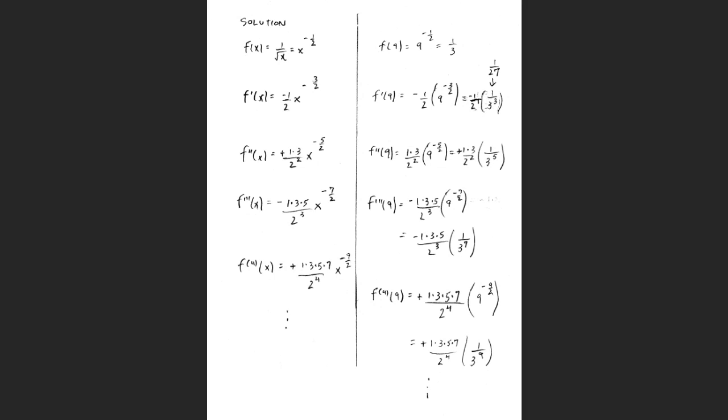All right, so of course, the 1 over the square root of x, I'm going to write that function as x to the negative a half. And then I take consecutive derivatives. I usually go out to about 4 derivatives. And then I evaluate each of those derivatives at a equals 9.